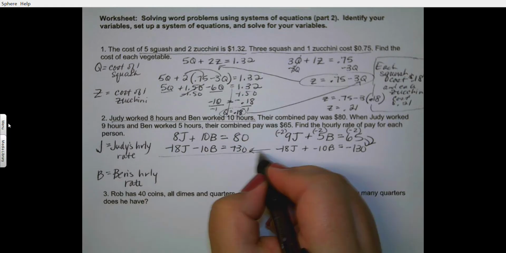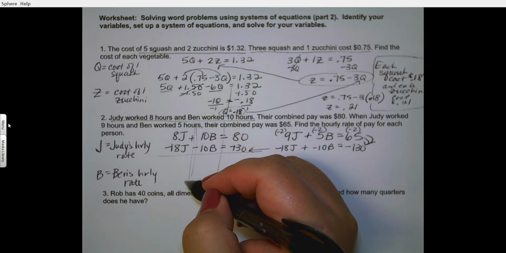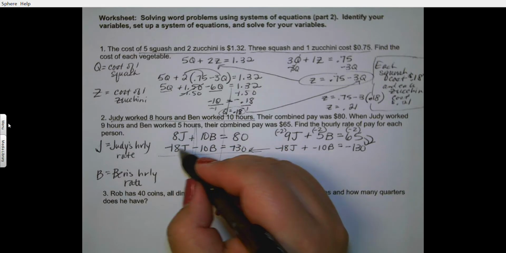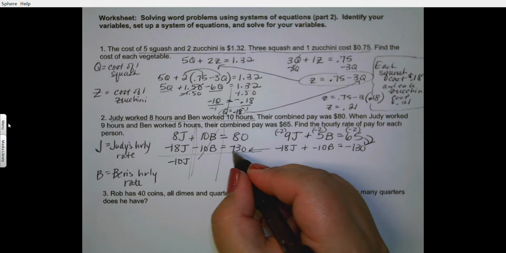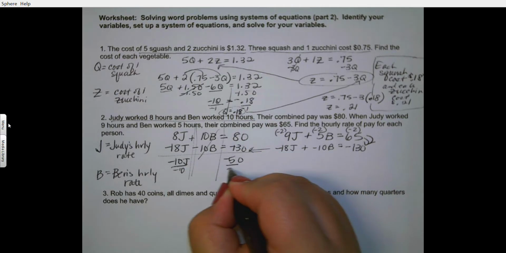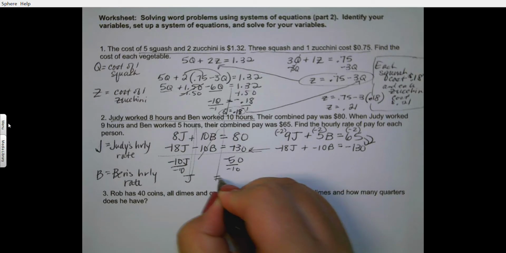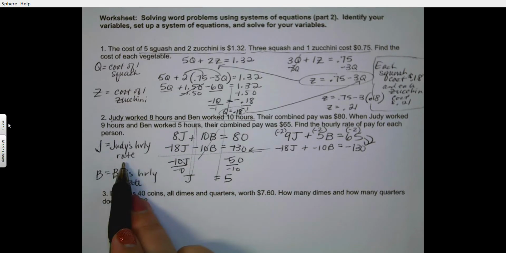And I already have my columns set up. So in my columns, I'm going to go straight down. 8J minus 18J is -10J. These guys go away. 80 minus 130 gives me -50, dividing by -10, and J is equal to 5. So that means she's pretty cheap labor, right? She only costs $5. Judy's hourly rate is really only $5 per hour.